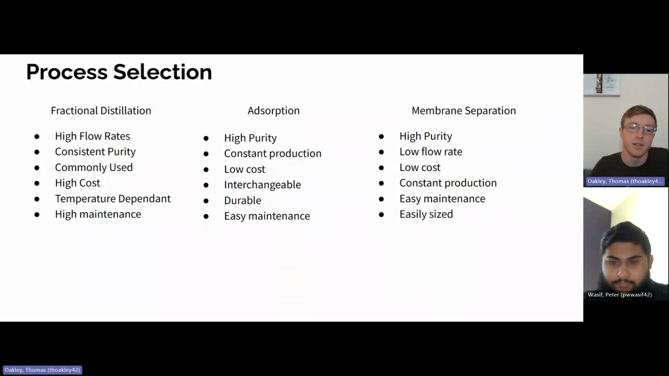So really, selecting the process comes down to the needs of your process. If you need a lot of nitrogen, you would go with fractional distillation. If you don't need very much, you could do a membrane separation. And if it's somewhere in the middle, adsorption is usually the best option.